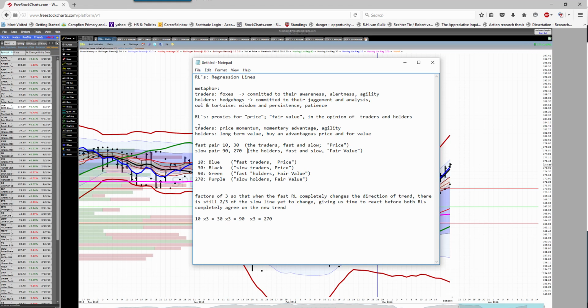So I want you to think of the traders as folks concerned with price momentum, momentary advantage, and rely on agility. And that the holders are concerned about long-term value, and they're looking to buy at an advantageous price and then hold for value.